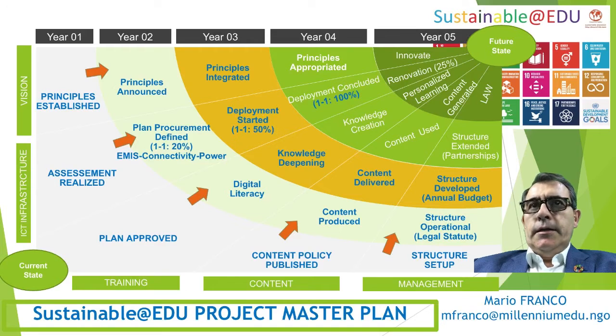As you can see in this map, we chose five areas of intervention: the vision, the ICT infrastructure, the training, the content, and the management. These are the 5 areas we chose based on the different frameworks and based on the experience we already have to plan this type of initiatives.